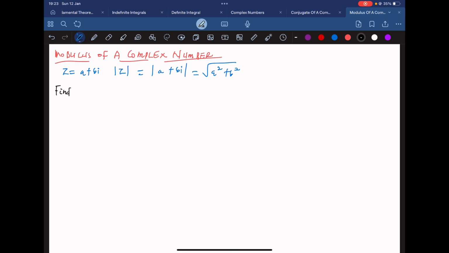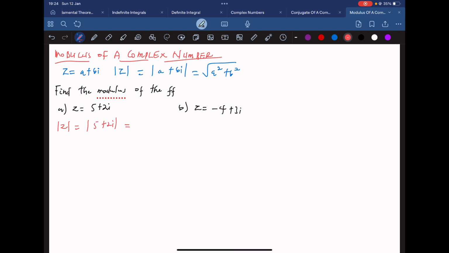So let us find the modulus of the following. So we have 5 plus 2i, and we also have negative 4 plus 3i. So for the first one, to find the modulus of z, this is going to be the modulus of 5 plus 2i. In this case, a is your 5, your b is your 2.